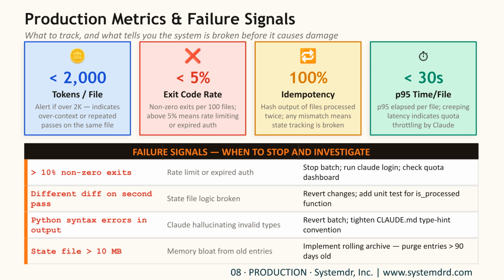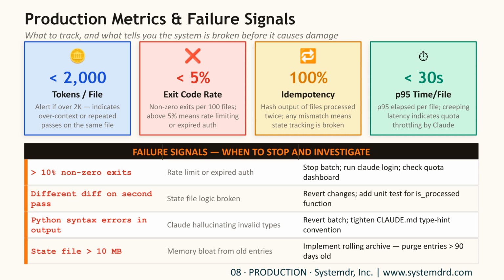In a healthy run against a stable codebase, these non-zero exits should be concentrated in files with unusual syntax or import patterns. If you see more than 10% failures consistently, stop. You have a systemic issue, not isolated edge cases. Idempotency should be 100%.